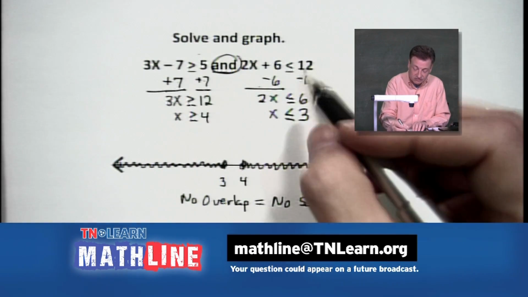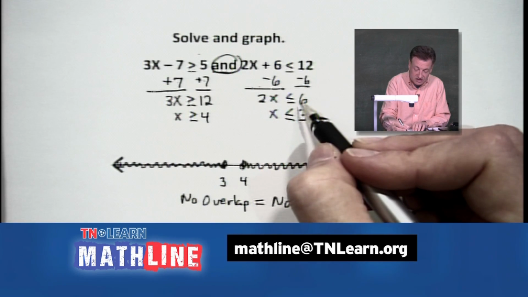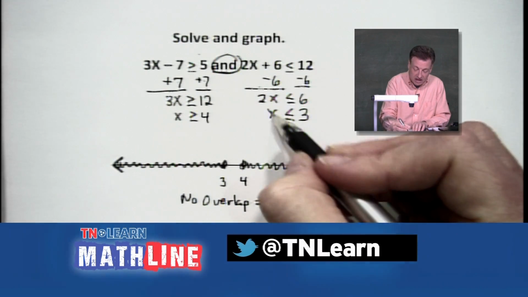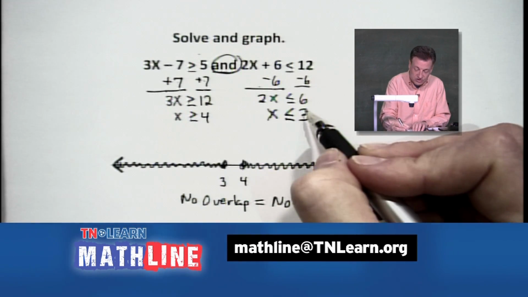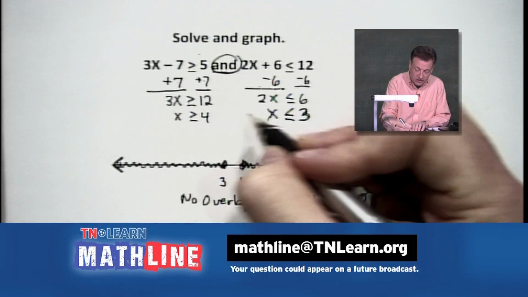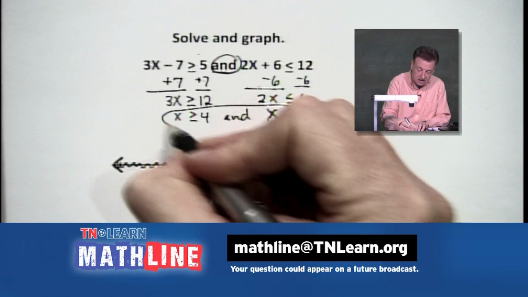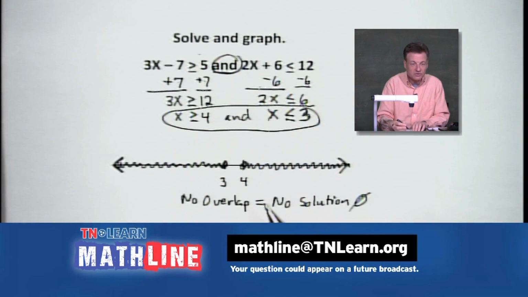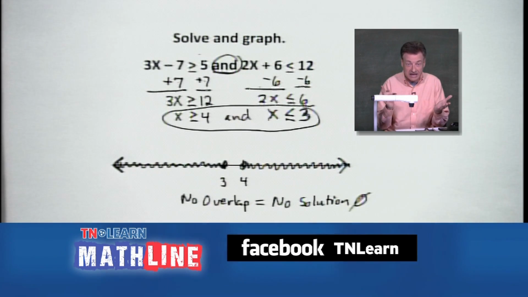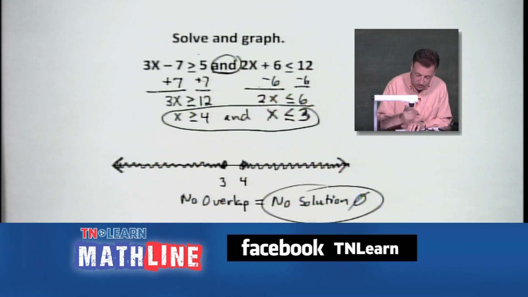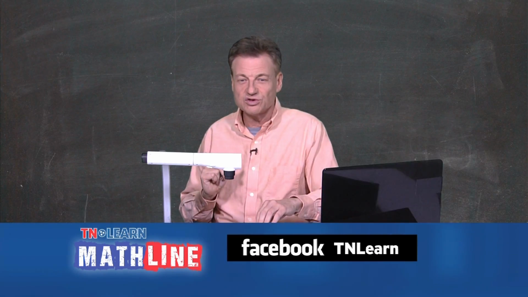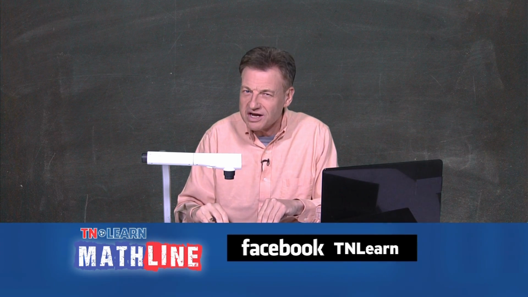There it is. All right, let's take a look at our second one here. Subtract the 6. We get 2x less than or equal to 6. And here we go. We're looking for numbers that are greater than or equal to 4 and less than or equal to 3. I can't think of any. You can't think of any. None of us can think of any. So guess what? It's one of those situations. No solution.